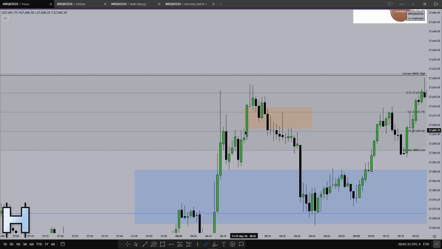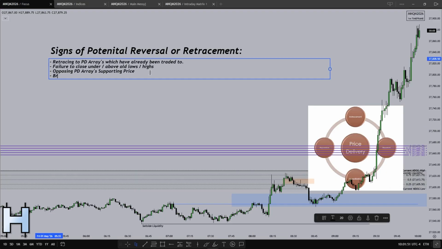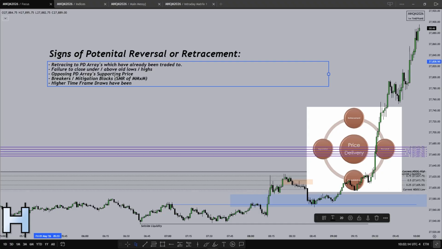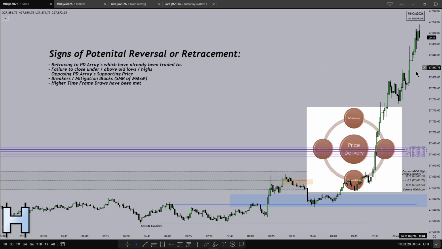Okay, well, you can see how we close under it and then bodies are failing to get back into it and then we're delivering order flow. That is a potential sign of a retracement or reversal, not a continuation. You have breakers and mitigation blocks. That is a smart money reversal of a market maker model. Higher time frame draws have been met. It's just anything which is the opposite of a low resistance condition, basically.